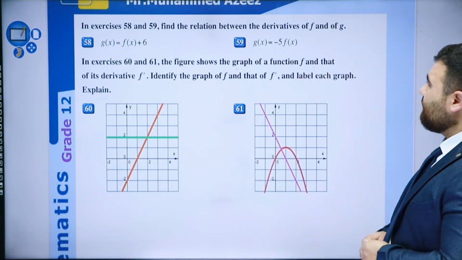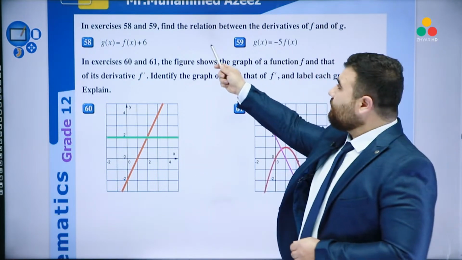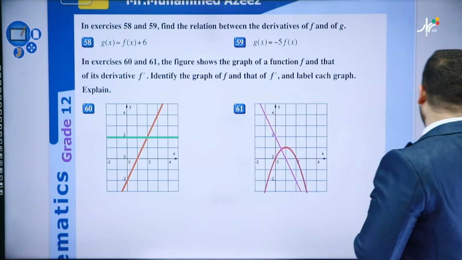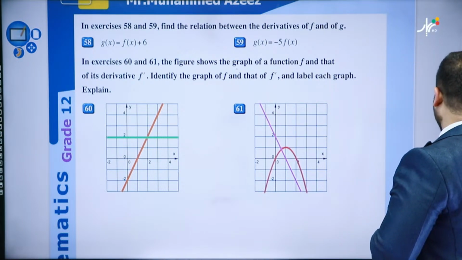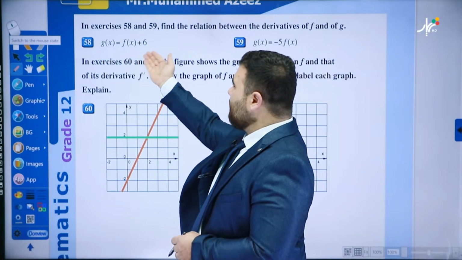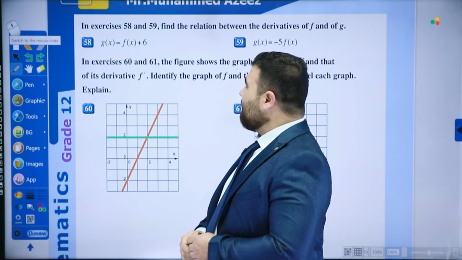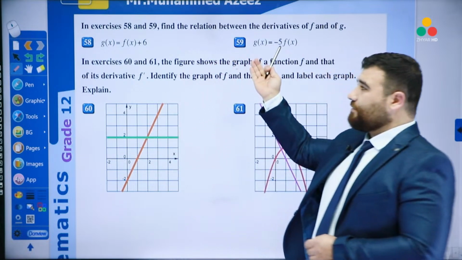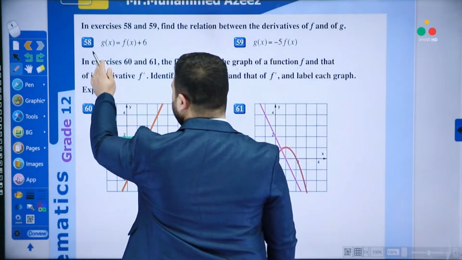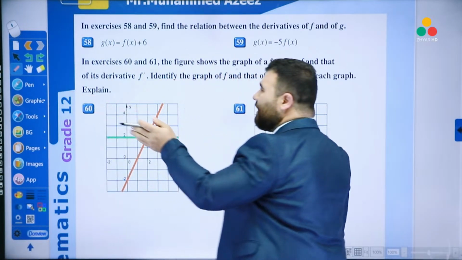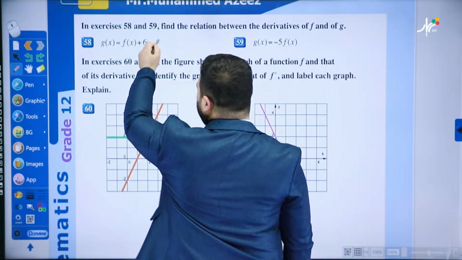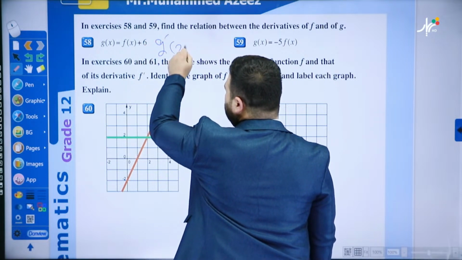Questions 58 and 59: find the relationship between the derivatives of f and g. Let's look at these. g(x) is a function, it's equal to f(x) plus 6. If I want to find a relation between their derivatives, I need to find their derivatives. g(x) is a function. I don't know what function it is, and I don't need to know g(x). The derivative of g(x) is g prime of x.